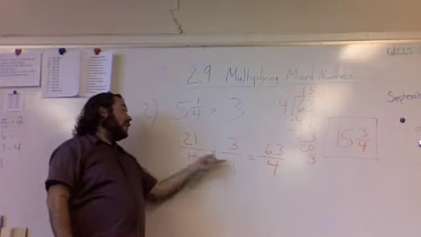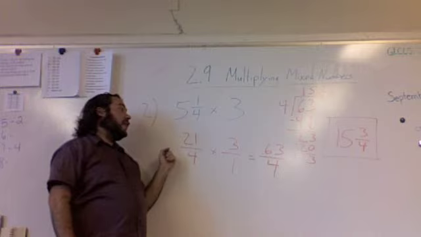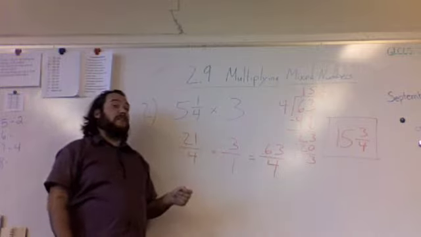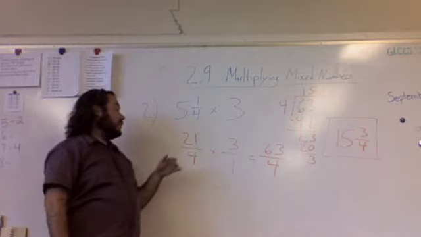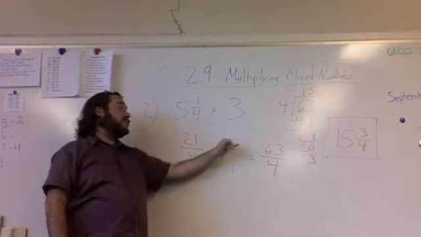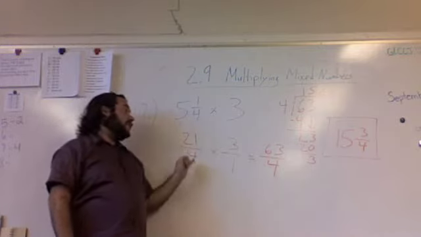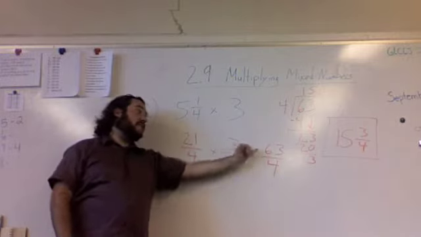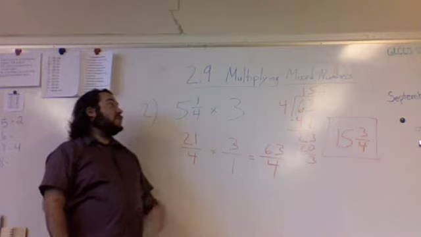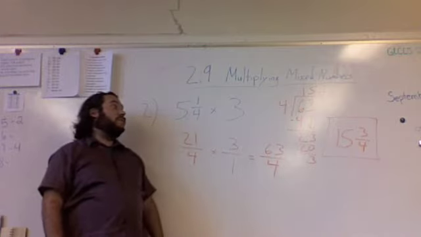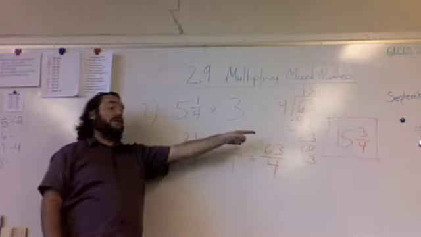Now there are no common factors to divide out here. I know 21 and 3 have common factors, but it's got to be one numerator and one denominator in order to work. So 21 times 3 gives us 63, and 4 times 1 gives us 4. 63/4. And we have to turn that back into a mixed number, so we divide. 63 divided by 4, and we get 15 3/4.